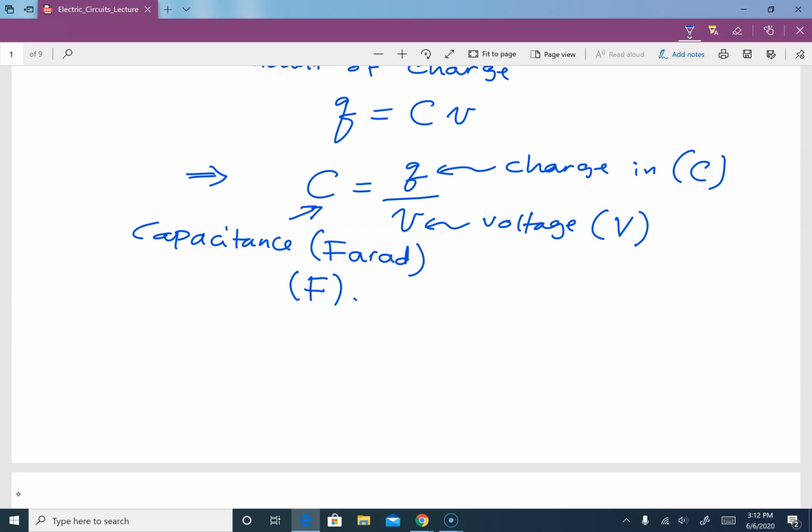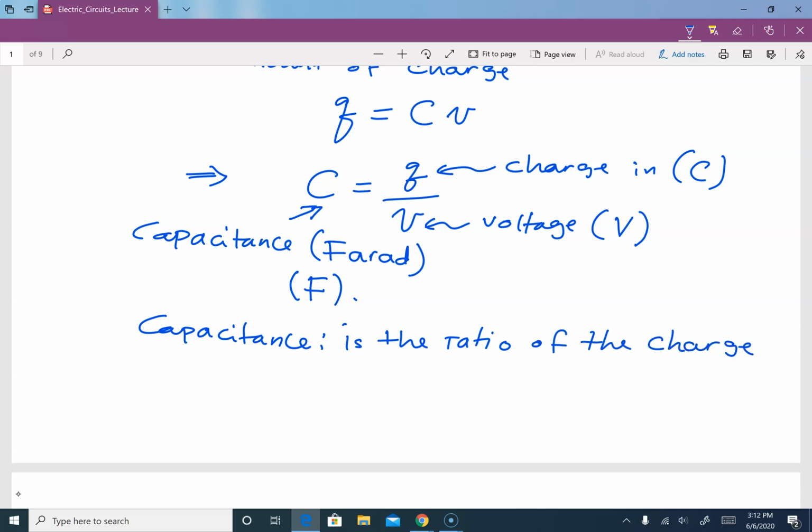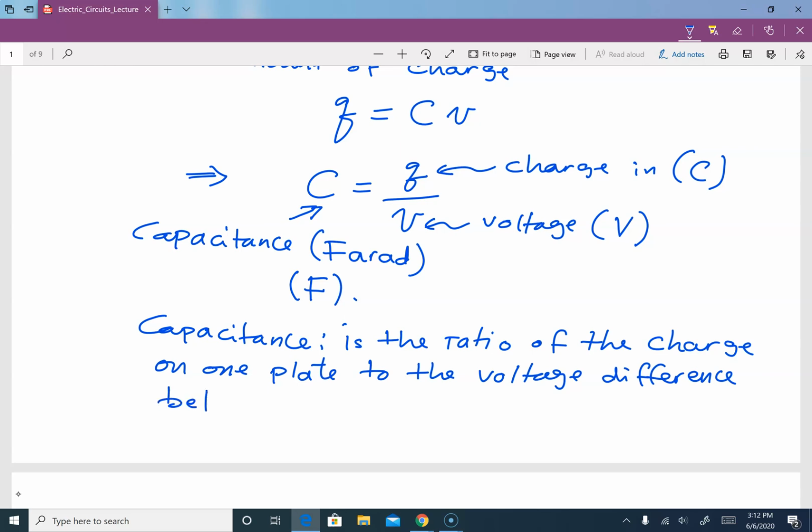So when we look at this equation here, we can define what we mean by capacitance. So capacitance is the ratio of the charge on one plate to the voltage difference between the two plates.